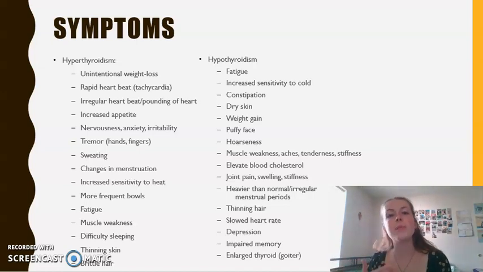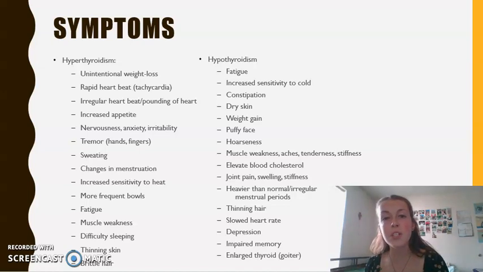You might have changes in your menstruation, more frequent bowels, fatigue, muscle weakness, difficulty sleeping, thinning of the skin, or brittle hair. Hypothyroidism, again, you might see some fatigue, but now we're going to have increased sensitivity to the cold because our body temperature is down.